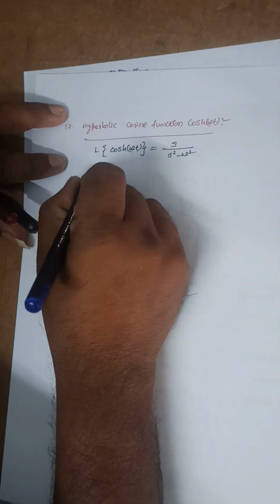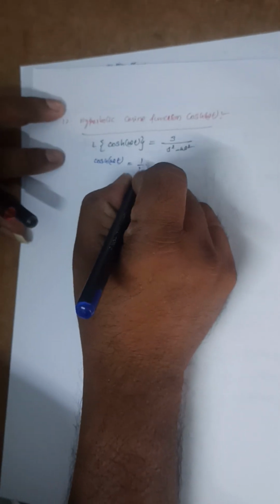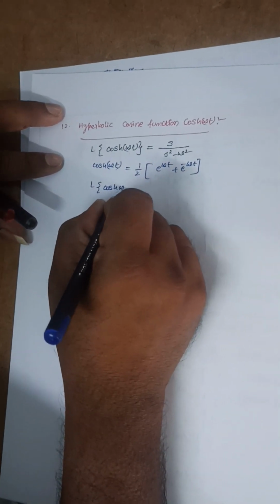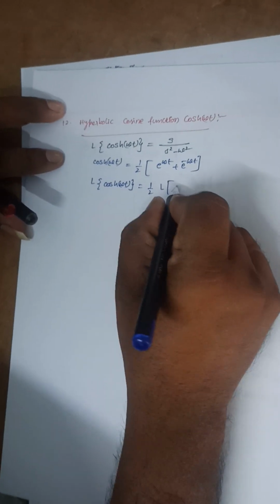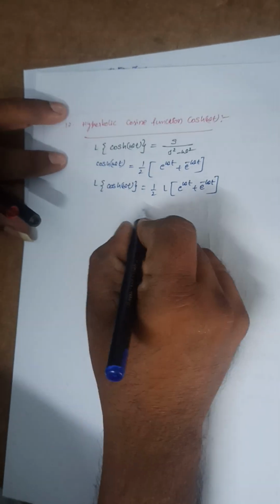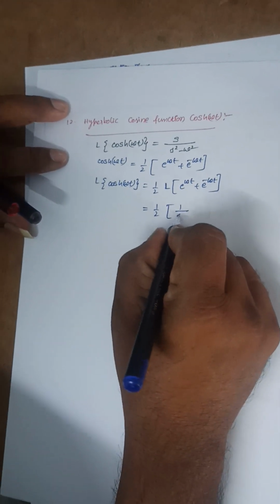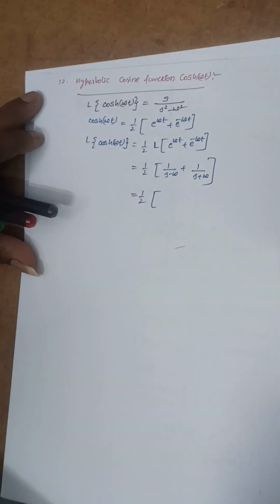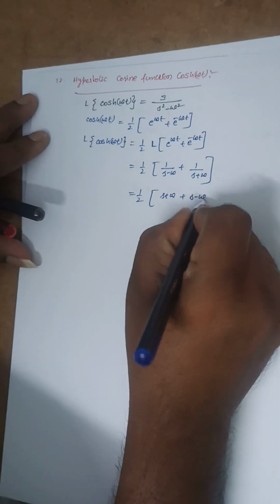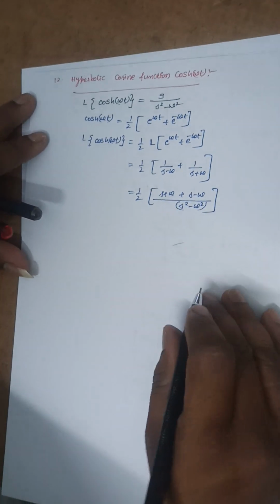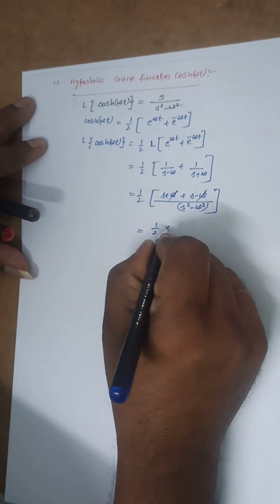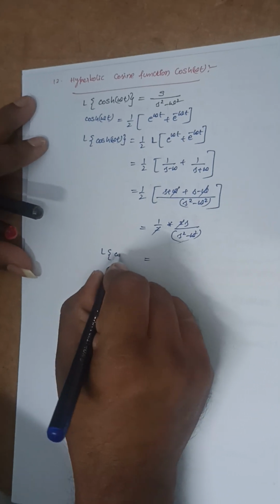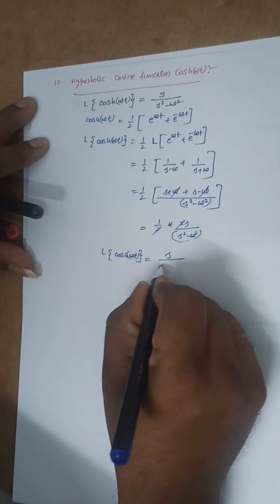and the proof for it: the cosh omega t formula here is 1 by 2 into e power omega t plus e power minus omega t. So if you apply the Laplace transform, cosh omega t is equal to 1 by 2 Laplace transform of e power omega t plus e power minus omega t. So it is 1 by 2 into 1 by s minus omega plus 1 by s plus omega. So it is 1 by 2 into s plus omega plus s minus omega divided by s square minus omega square. This omega and this omega will get cancelled here. So it is 1 by 2 into 2s divided by s square minus omega square. This 2 will get cancelled here. So Laplace transform for cosh omega t is equal to s divided by s square minus omega square.